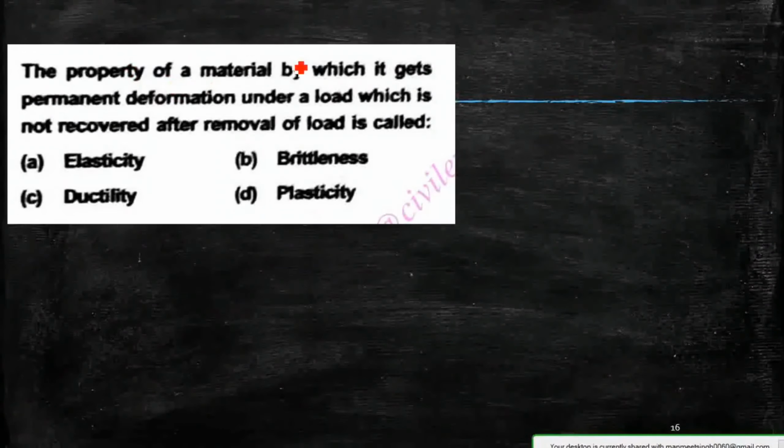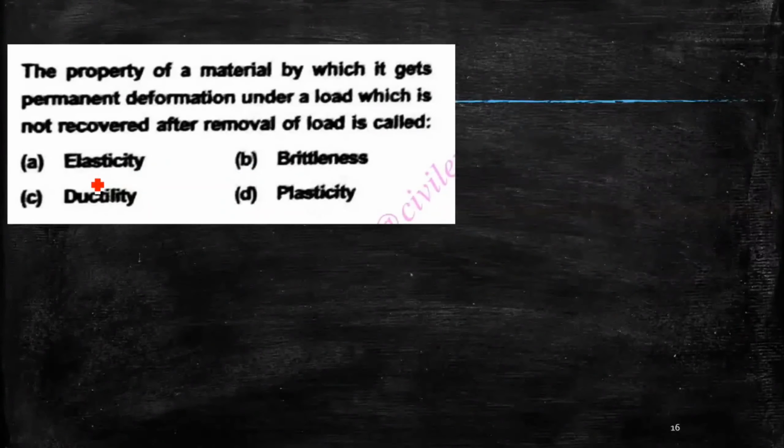The property of a material by which it gets permanently deformed under a load, which is not recovered after removal of load, is called elasticity, ductility, brittleness, or plasticity. So the correct answer is plasticity, as under plasticity after removal of load the material is not recovered.